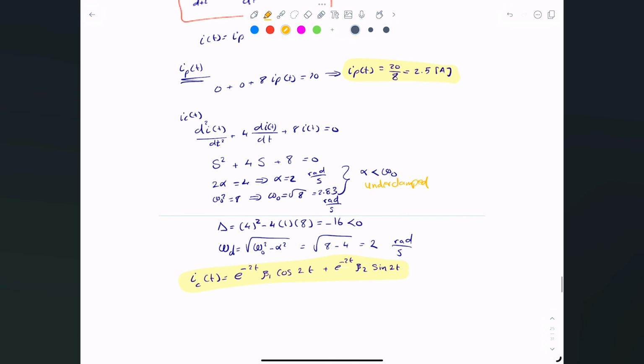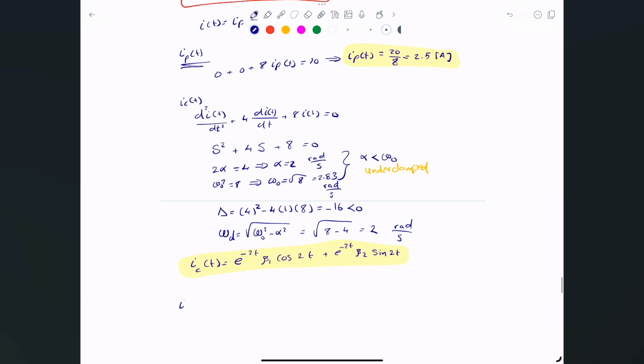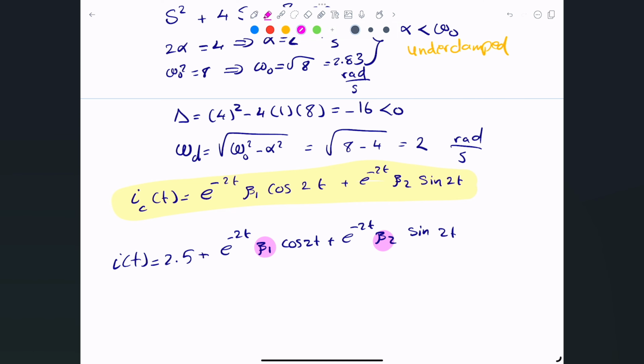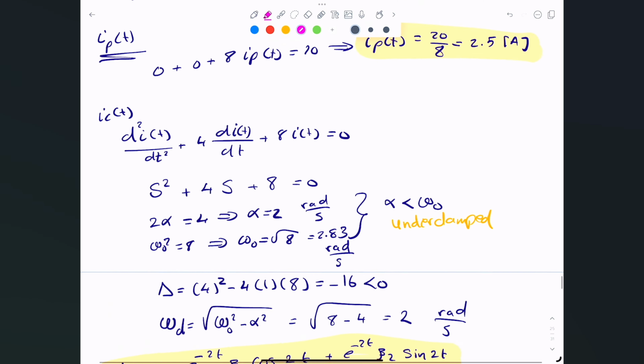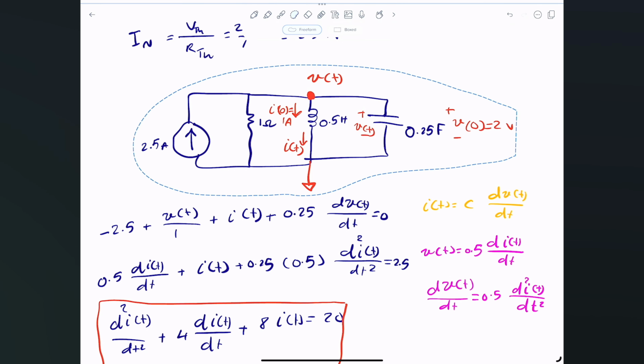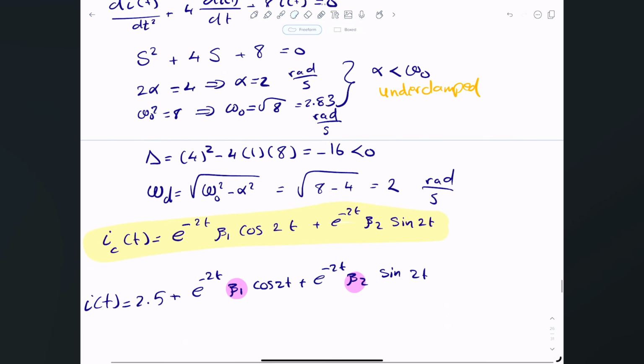We just have to combine these two together, and what we end up with is i of t is simply 2.5 plus this equation in here, which is e to the negative 2t beta 1 cosine 2t plus, I believe, e to the negative 2t beta 2 sine 2t. Now what we need to do is use the initial conditions to find what beta 1 and beta 2 are. And remember, the initial conditions here are given to us. So I'll just recopy this one here.